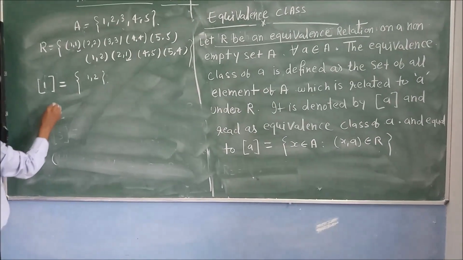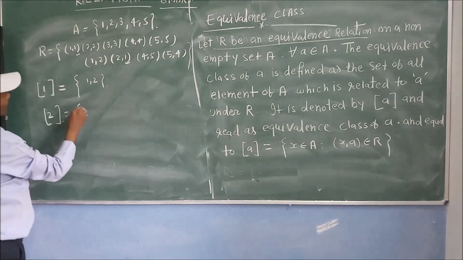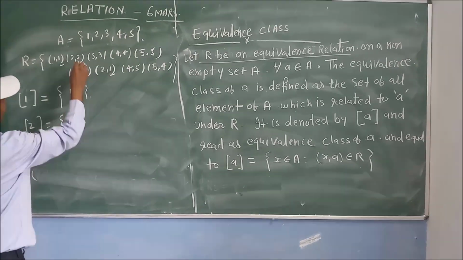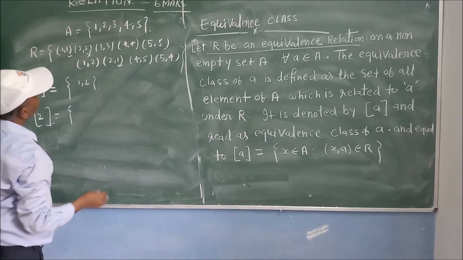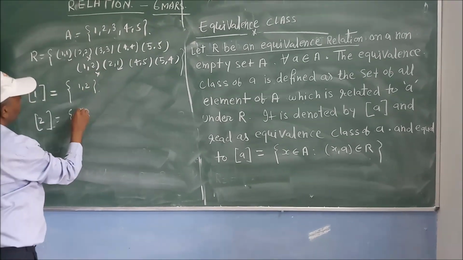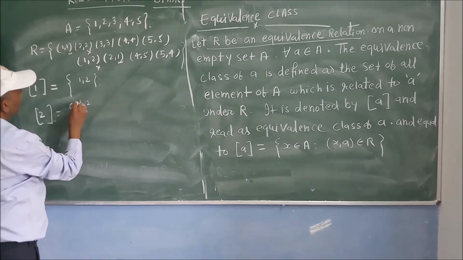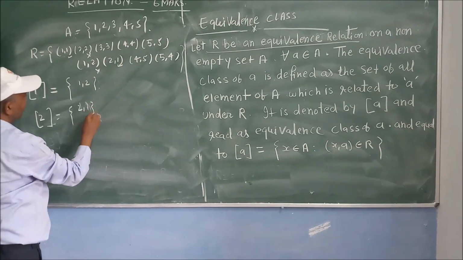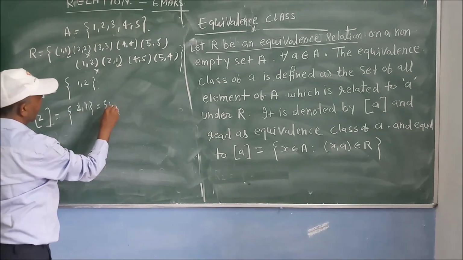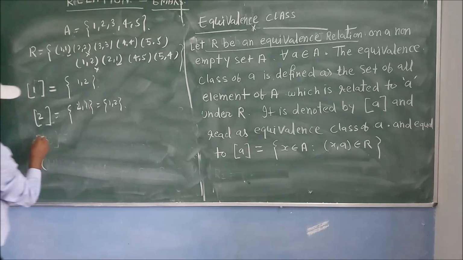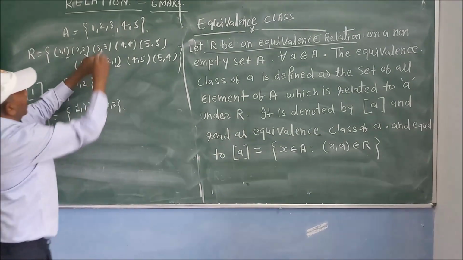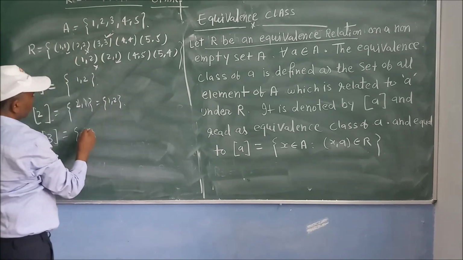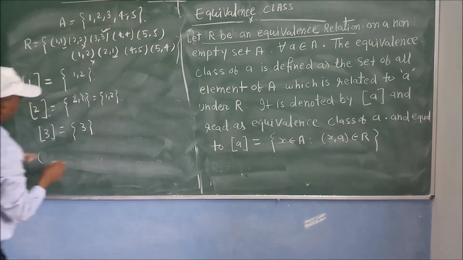So the equivalence class of 2. Its elements will be what? 2 should be at the second place. Here 2 is at second place, and where else is 2? At second place, here. So this is your 1, 2, 2, 1; arranging, we can write this is equal to 1, 2. And the equivalence class of 3. Where is 3 at second place? Only here. So the equivalence class of 3 is 3.